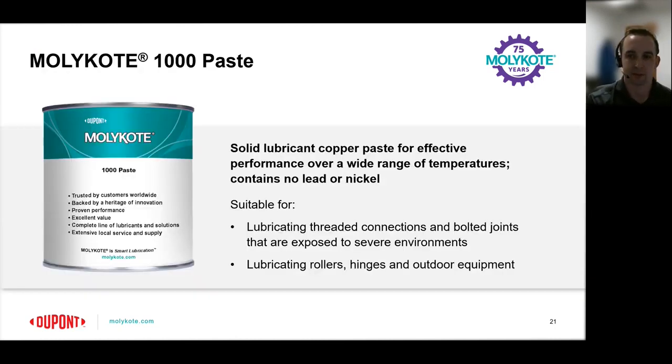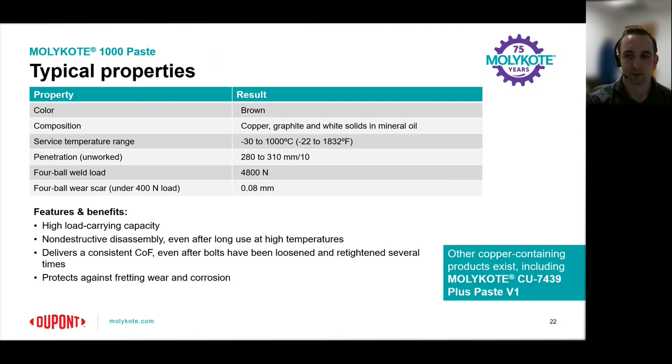The MOLYKOTE 1000 paste is one of the go-to thread pastes, as I said before. It's well suited for threaded connections and bolted joints, especially those that are exposed to extreme environments. It can also be used to lubricate things such as rollers, hinges, and outdoor equipment. You can check out some of the typical properties for MOLYKOTE 1000 paste here. One thing to highlight is its unique composition. It utilizes copper, graphite, and white solids.